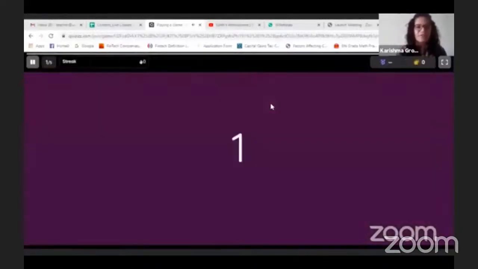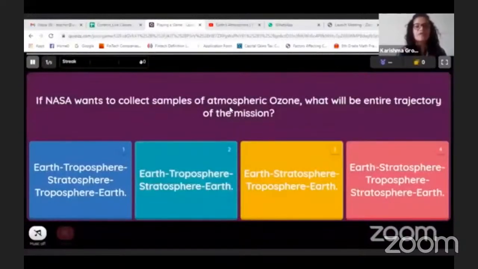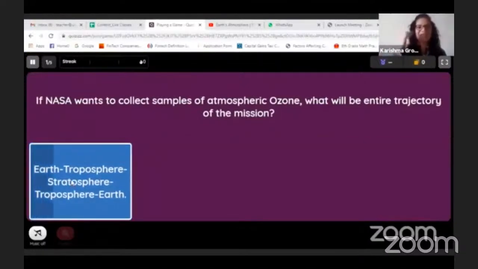Okay, our first question. If NASA wants to collect samples of atmospheric ozone, what will be the entire trajectory of the mission? Ozone is in the stratosphere. So you have to go from Earth to troposphere to stratosphere, back to troposphere and Earth. So your answer is Earth, troposphere, stratosphere, you come back, and troposphere, Earth. Good job, everybody.